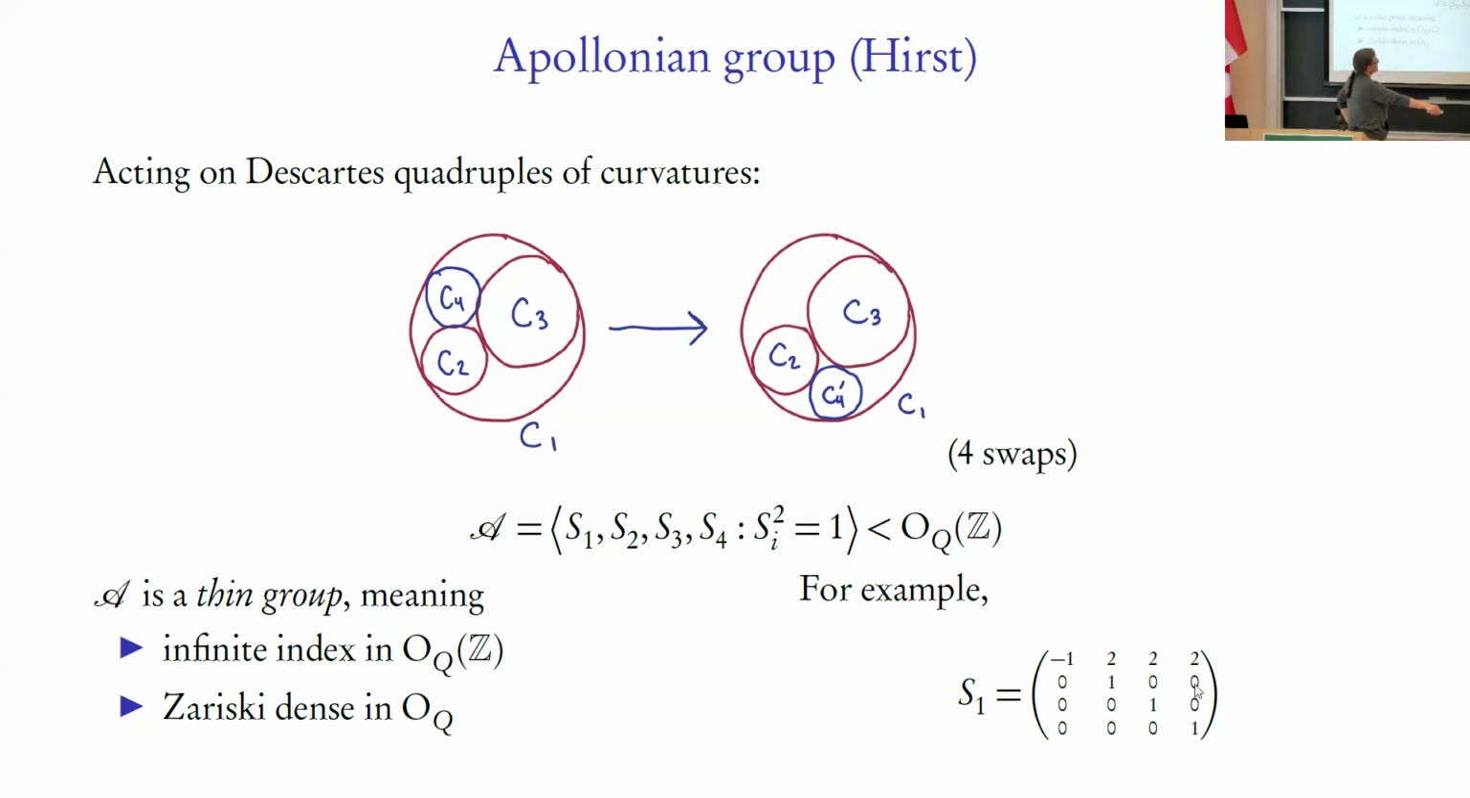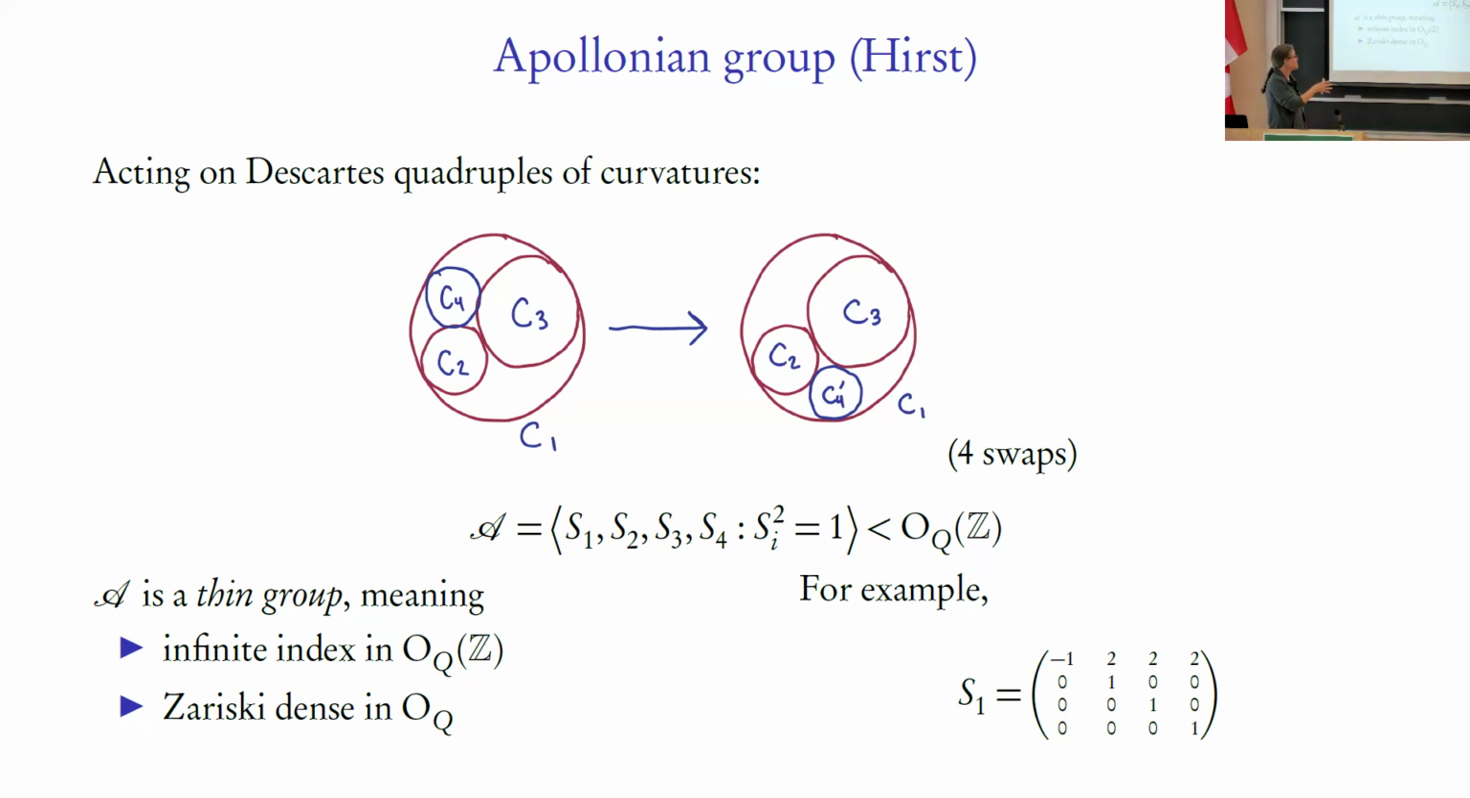So it has this relationship to the previous ones. And so you can give a matrix for the swap, which is just going to act on your vector of 4 curvatures to give your new quadruple of curvatures. So we can put this group inside the orthogonal group for that quadratic form that we had earlier. Okay, and that's a 3-1 form.